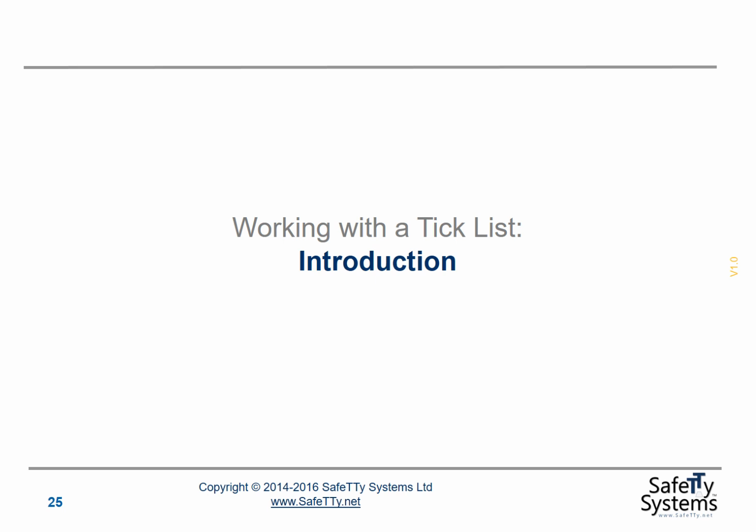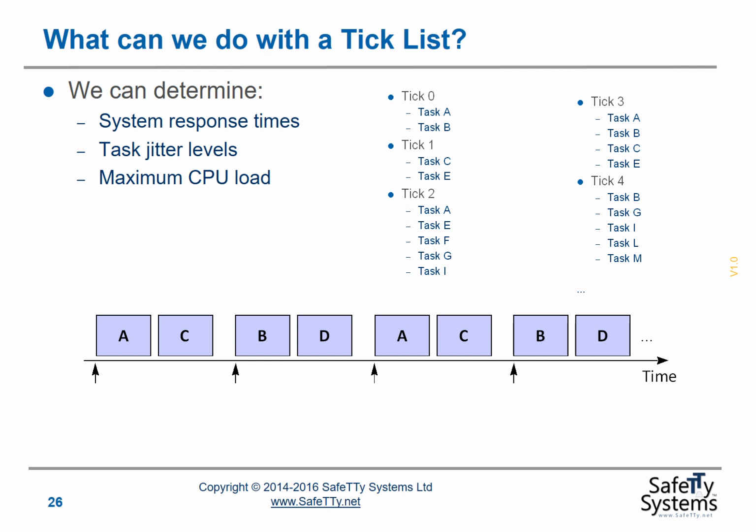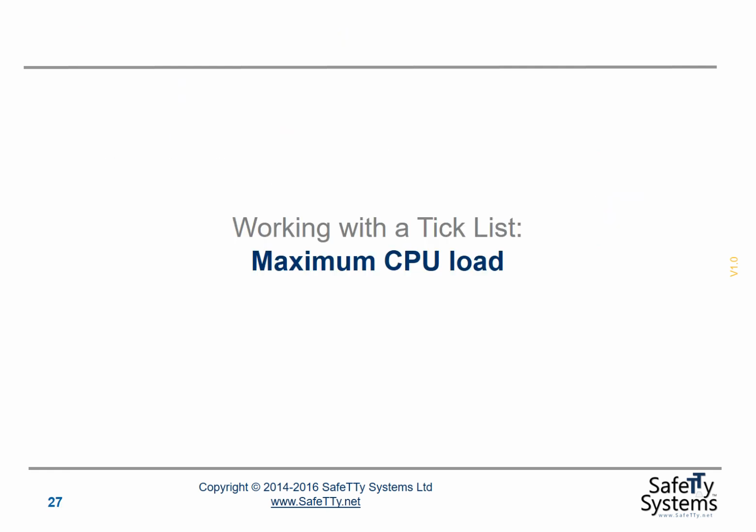So we've worked out how we can do some basic calculations and determine some basic key characteristics of our task set. Now we start to look at a tick list in a little bit more detail. So what can we do with a tick list? We can measure key system characteristics such as the system response times, the task jitter levels, and the maximum CPU load. So let's begin to look at some examples of each of these. First, the maximum CPU load. This is clearly an important consideration.